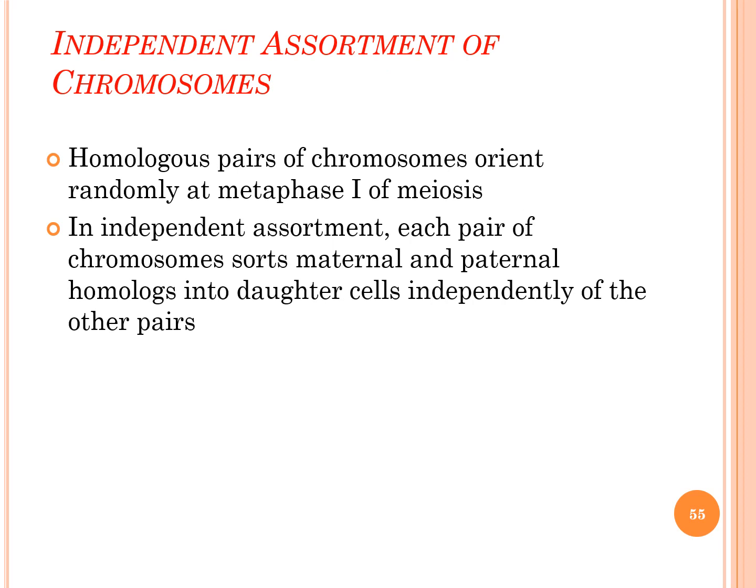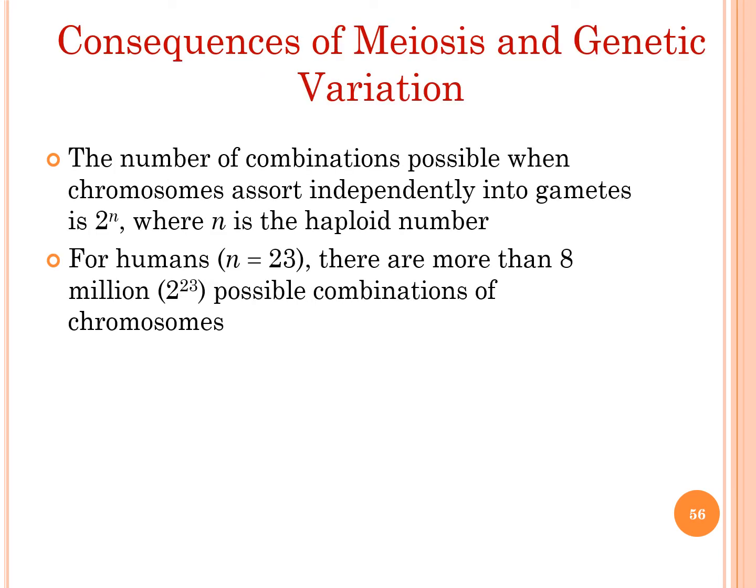The way that chromosomes line up on the metaphase plate of metaphase 1 is random. So what that means is there's an equal chance that the maternal chromosome is on the left or on the right for every pair of chromosomes. So if we take that into account alone, that produces more than 8 million possible combinations of chromosomes. So if we ignored crossing over, if we ignored random fertilization, any one individual, of all of the gametes they could potentially produce, there would be more than 8 million possible patterns.